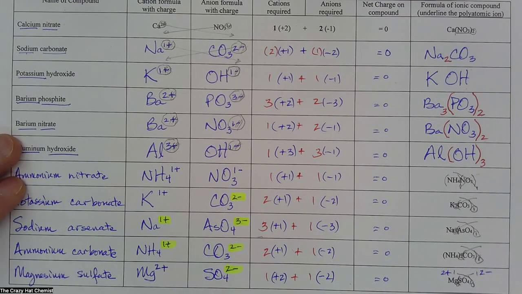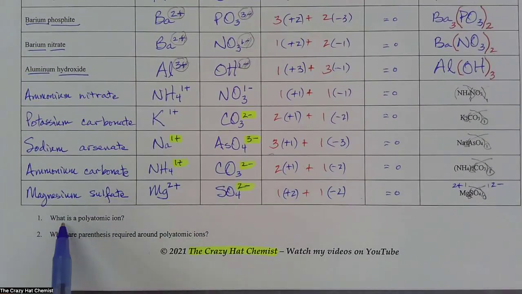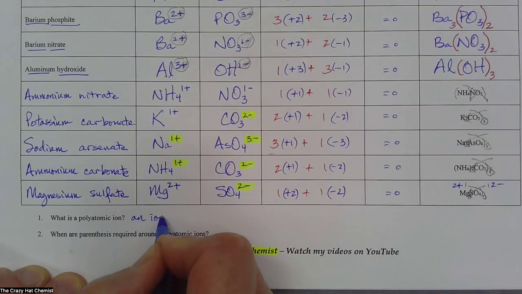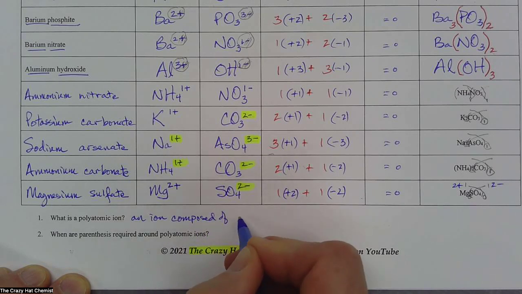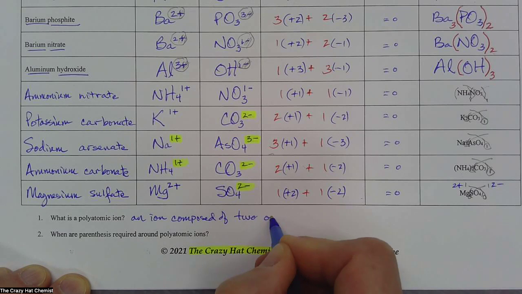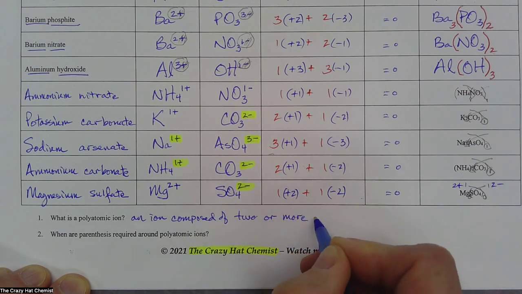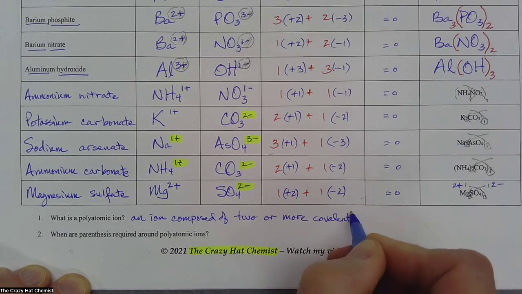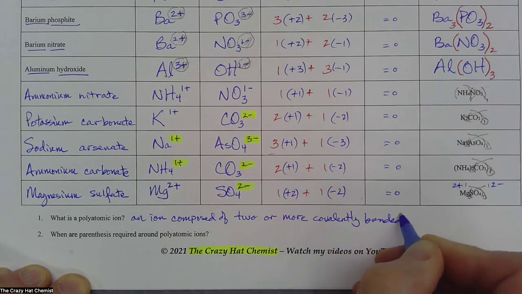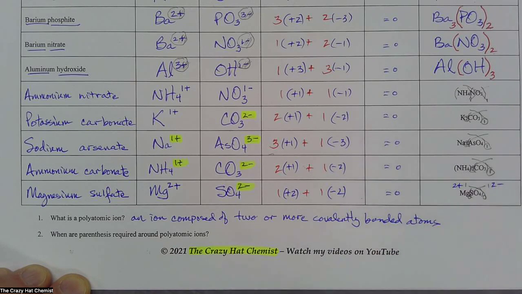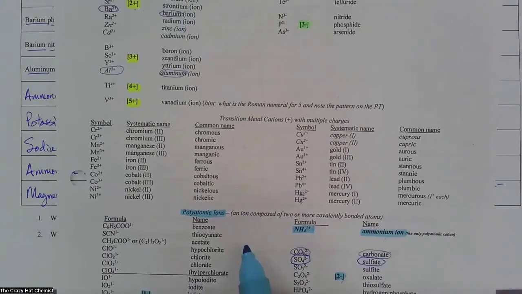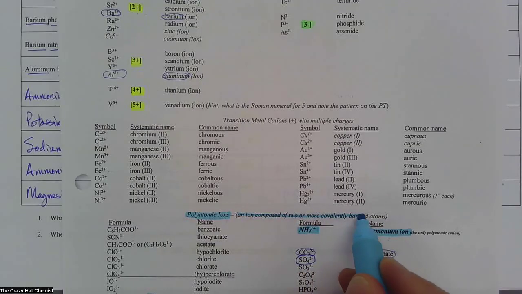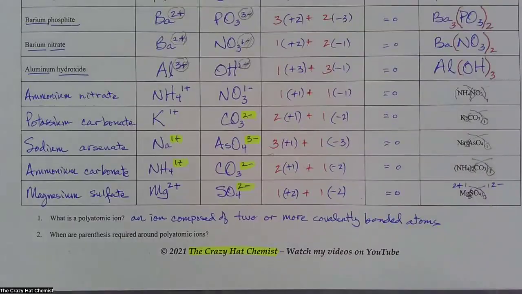All right, we have 2 questions to answer here at the very bottom, and that is, what is a polyatomic ion? It's an ion composed of 2 or more covalently bonded atoms. Okay, that's actually on my sheet of paper right here. Actually, it says polyatomic ions, an ion composed of 2 or more covalently bonded atoms. So it's actually on my sheet of paper if you care.